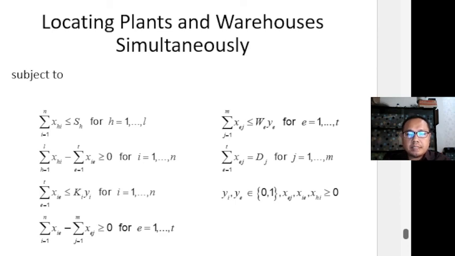So the model discussed earlier can be modified to allow direct shipment between factories and markets. All the models discussed previously can also be modified to accommodate economies of scale in production, transportation and inventory cost. However, this requirement makes the model more difficult to solve.